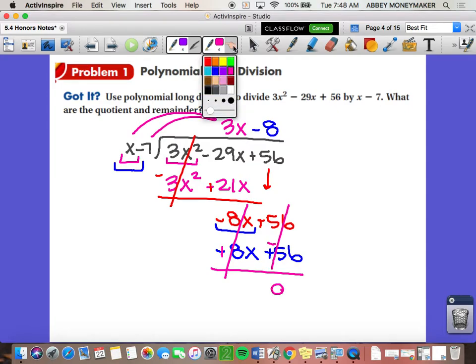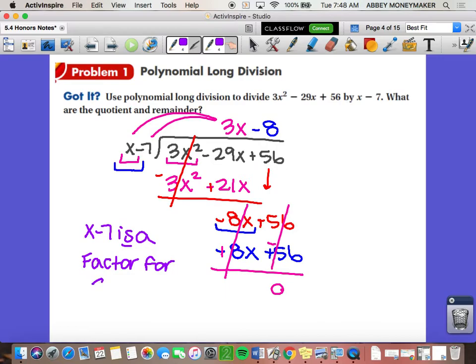So we can answer the question, what does this tell us about x minus 7? X minus 7 is a factor for the quadratic 3x squared minus 29x plus 56 because my remainder was 0. It went in evenly.